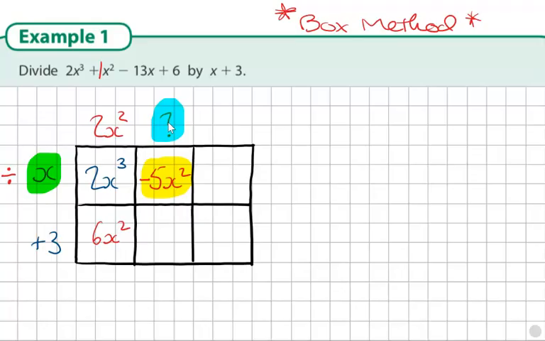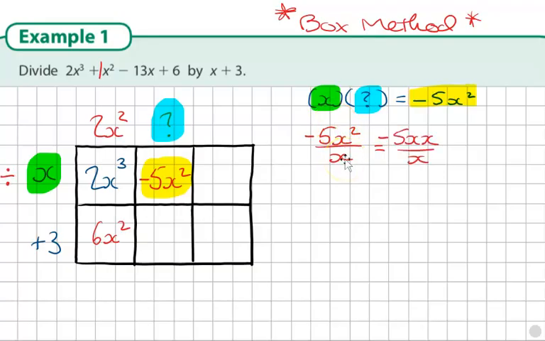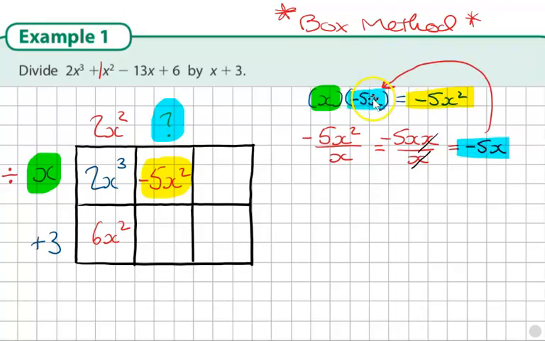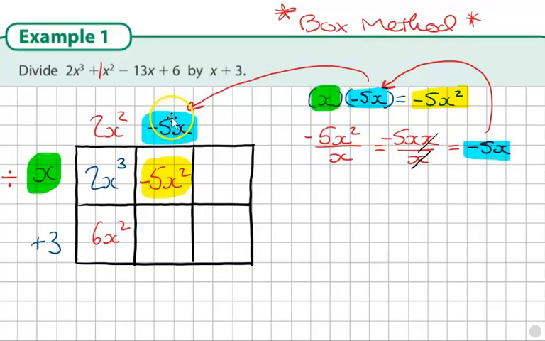So another way of looking at that is saying, well, x multiplied by what gives us minus 5x squared? So minus 5x squared divided by x is minus 5x times x divided by x. Those x's will cancel, and we're left with minus 5x. So it's x multiplied by minus 5x gives us minus 5x squared. So the minus 5x goes on top. And that's the second part of our answer, the second part of our quotient.